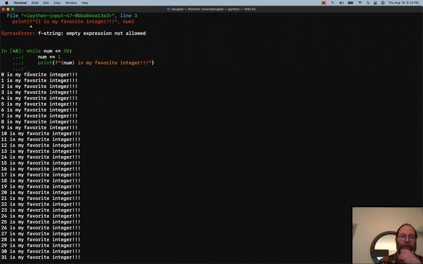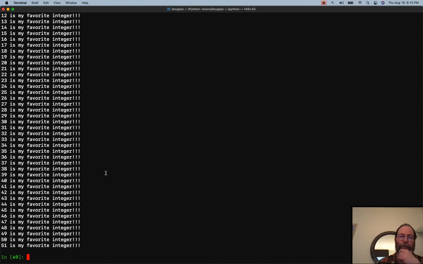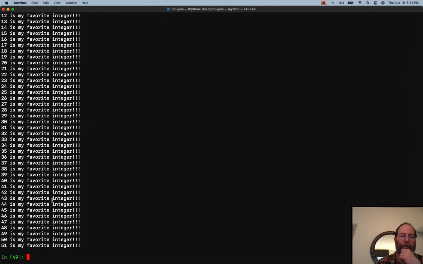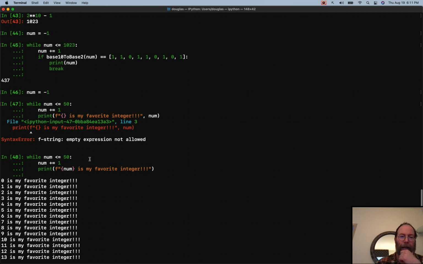Okay, so we're going to start with 0. 0 is my favorite integer, 1 is my favorite integer, etc., and go all the way up to 51. It's interesting how 0 gets printed out. Oh, because we started with -1. And it's interesting how 51 does get printed out. What's happening is num is equal to 50 and then num plus equals 1. So the variable gets incremented before the printout.